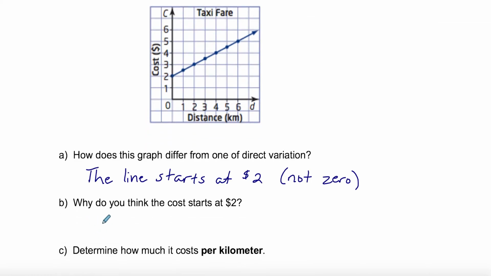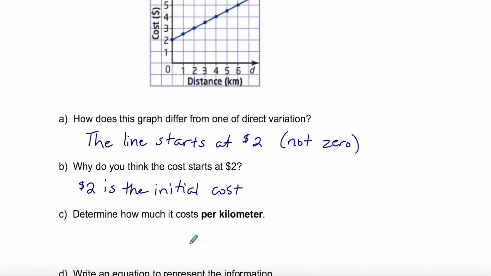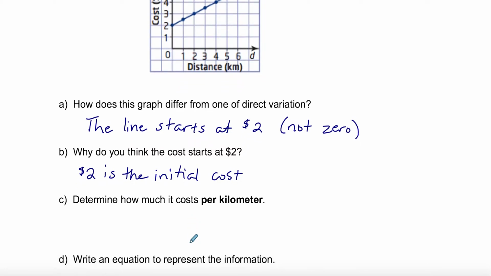Why do you think the cost starts at $2? So imagine getting into a taxi. Usually there's already an amount that's showing up on the meter. You're already paying, I think it's maybe $3.50, $4, $5 before you even start to drive anywhere. So this is our initial cost for taking the taxi. And then determine how much it is per kilometer.